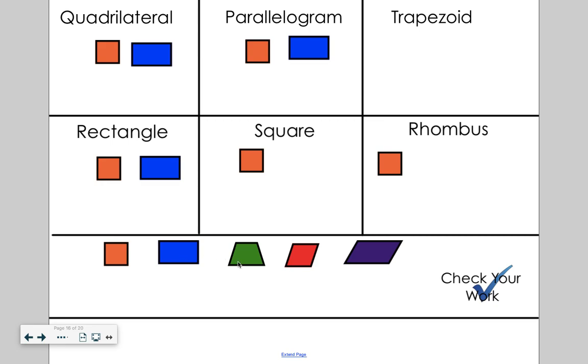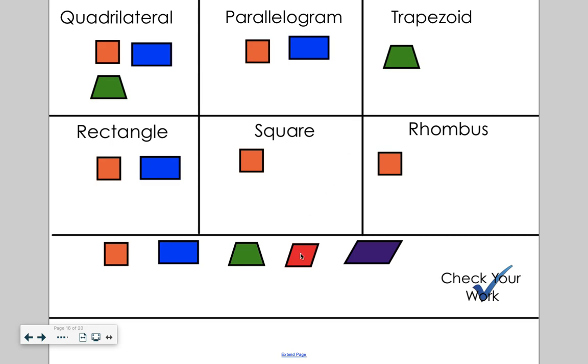Let's check out this shape. Does it have four sides? One, two, three, four. It sure does. It's a quadrilateral. This shape, is it a parallelogram? Does it have two sets of parallel lines? No, it only has one set of parallel lines, which makes this shape a trapezoid.